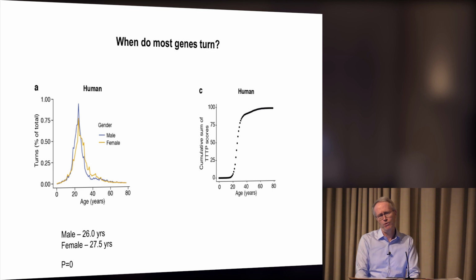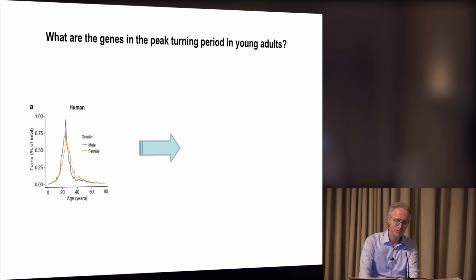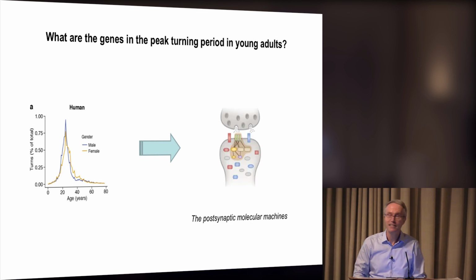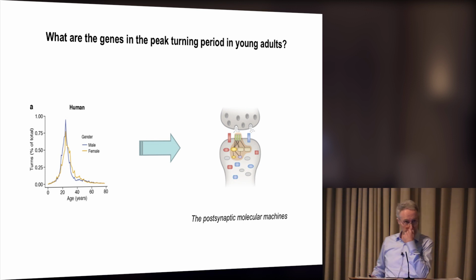So what is that excitement? What is actually going on? What are the genes? And of course, we know all the genes, and we can ask which ones are they? What sort of things do they do? And then we plug all of that in and simply ask what sort of proteins do they encode? And this is what we find. We find, miraculously, it's our old friends, the synaptic proteins and the post-synaptic molecular machines. And that tells you that in the young adult brain, that molecular machinery is undergoing some pretty significant changes.